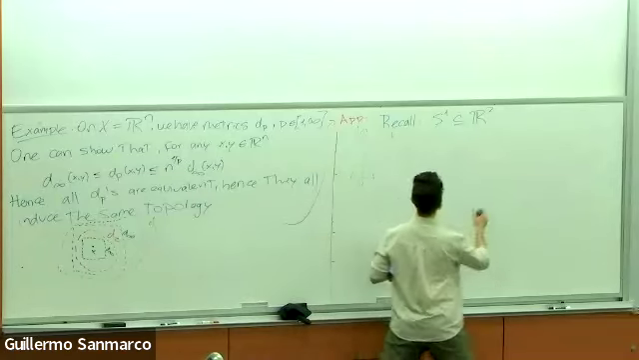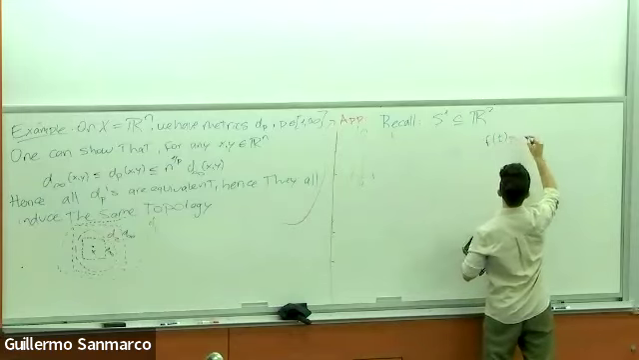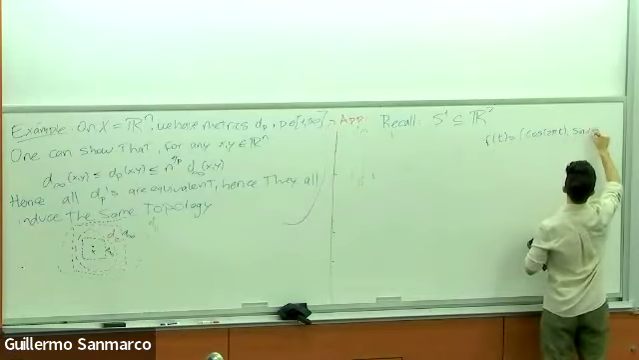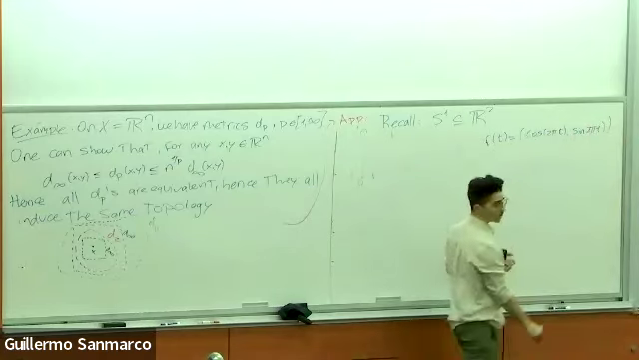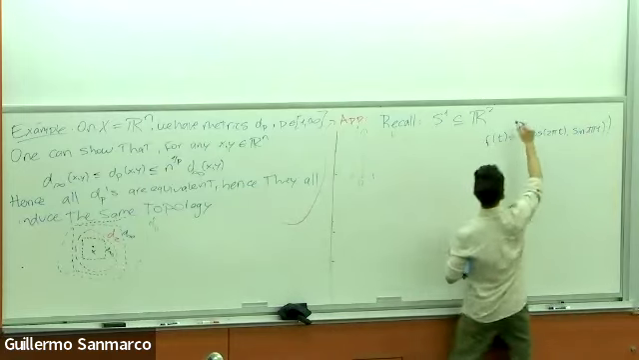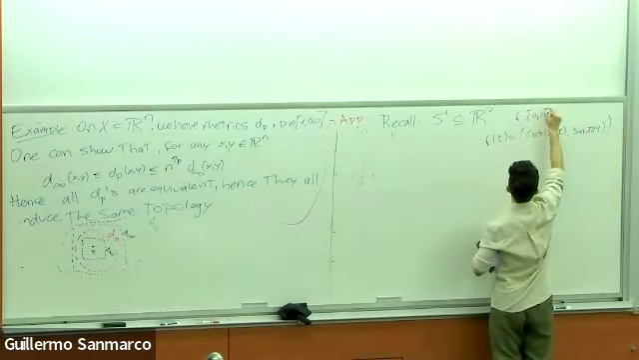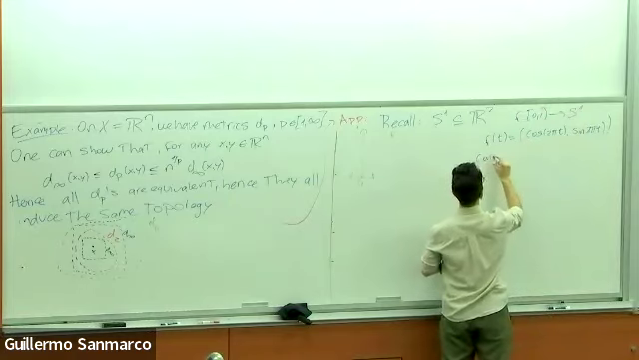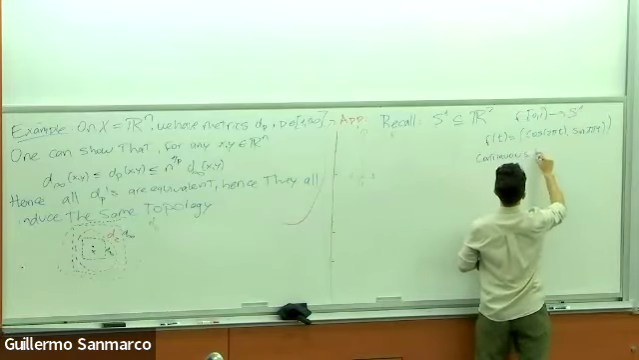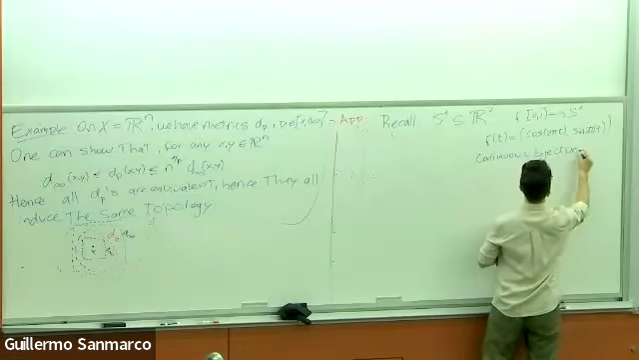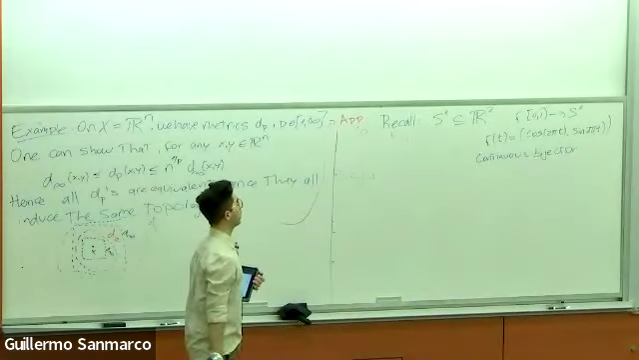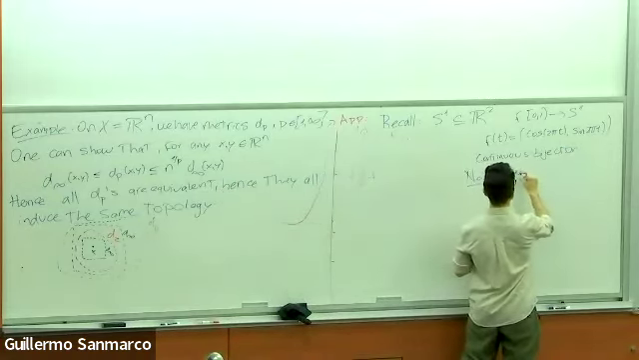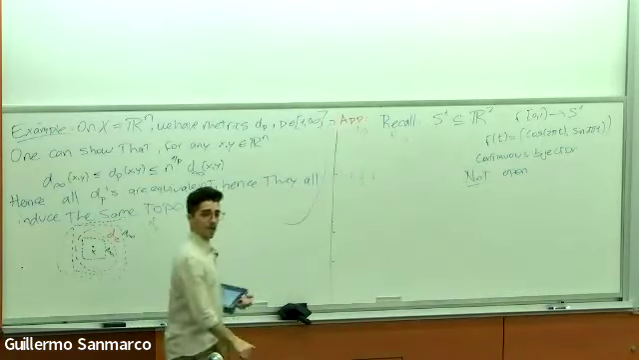And I claimed this F, so F of t is cosine of 2 pi t, sine of 2 pi t. So this is F going out of 0, 1, open at 1, to S1. So this is a continuous bijective function, but not open. Open is coming from homework.